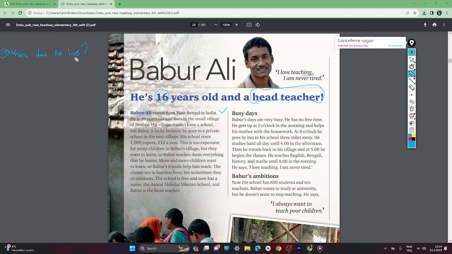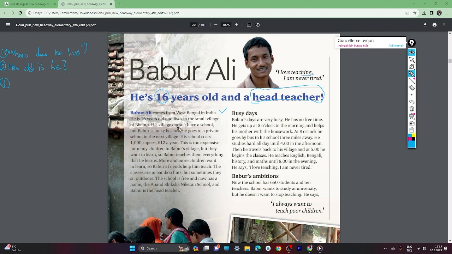Okay, it's easy. The answer is easy. He lives in West Bengal in India. Okay, he's 16 years old. How old is he? Okay, easy. So when you read a paragraph, you should make some questions in your mind, and these are the questions we are doing now. Okay, and he lives in the small village of Mbapta.